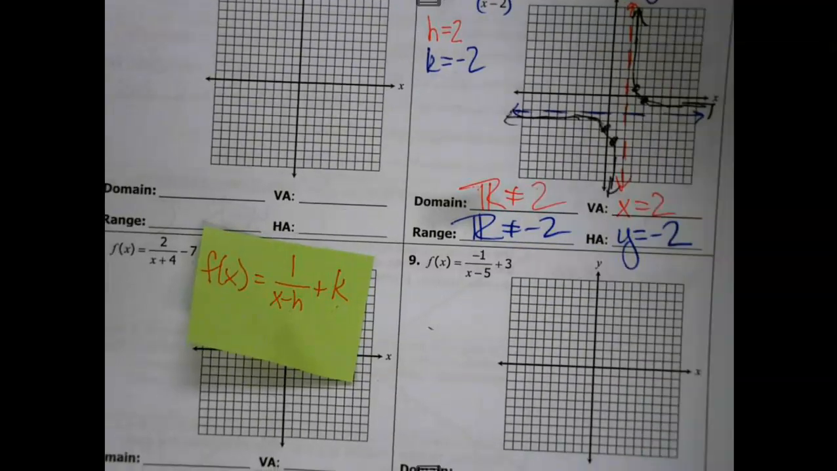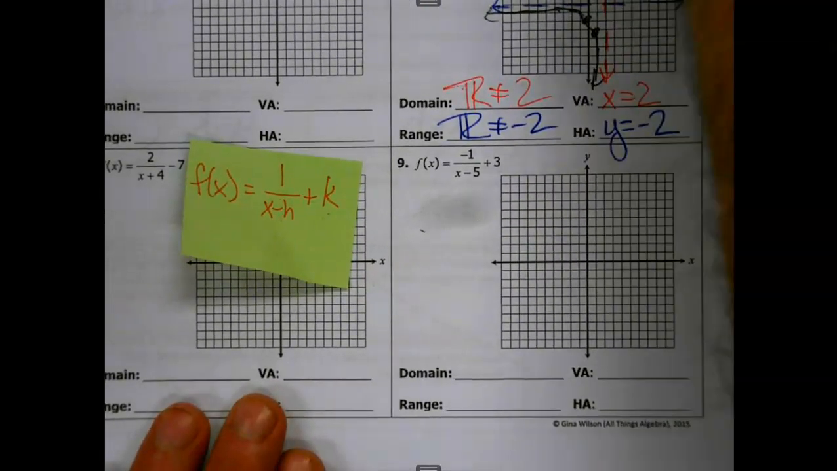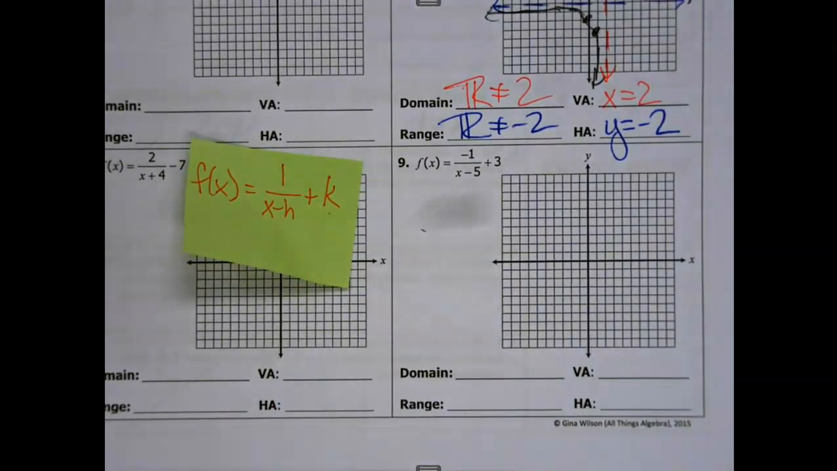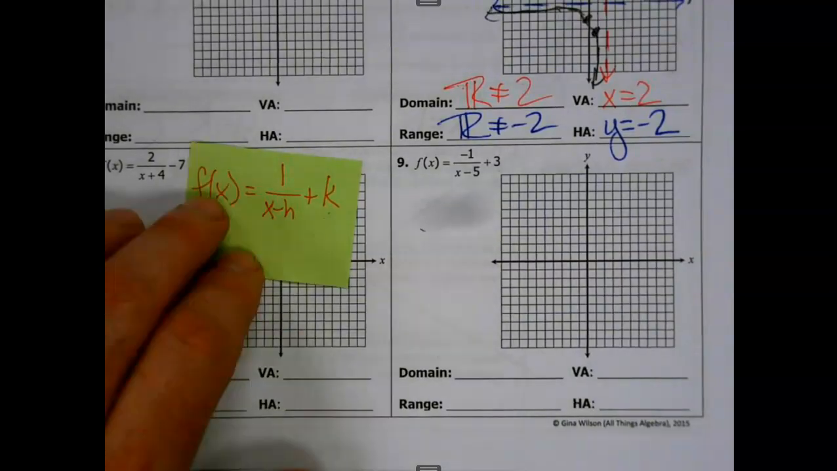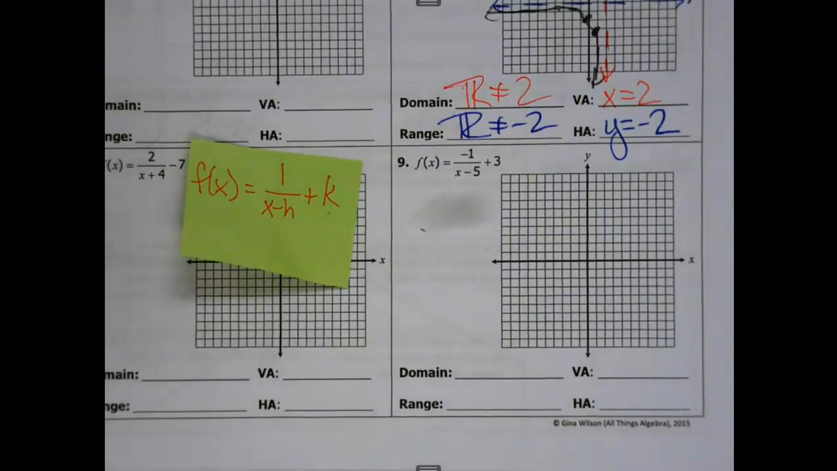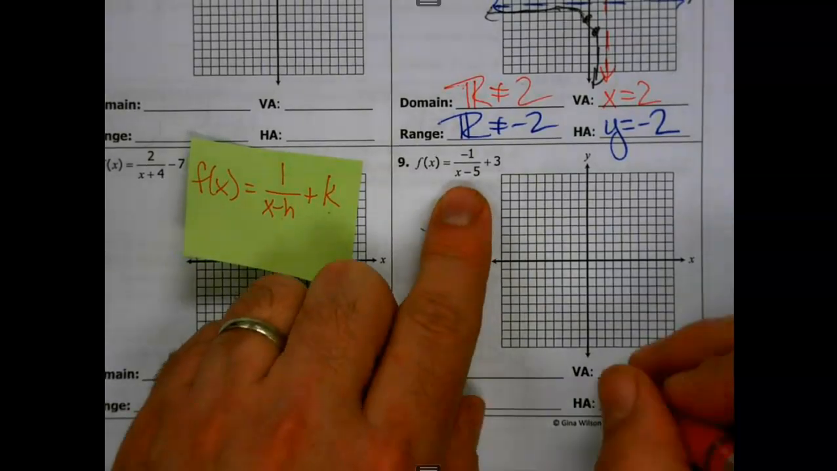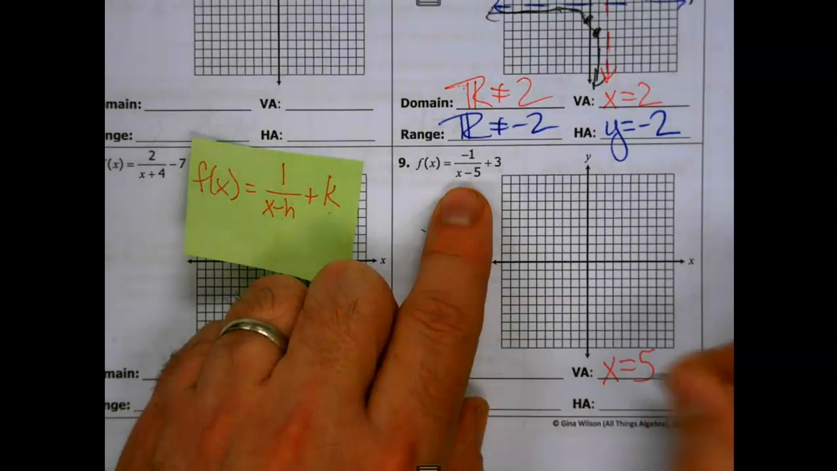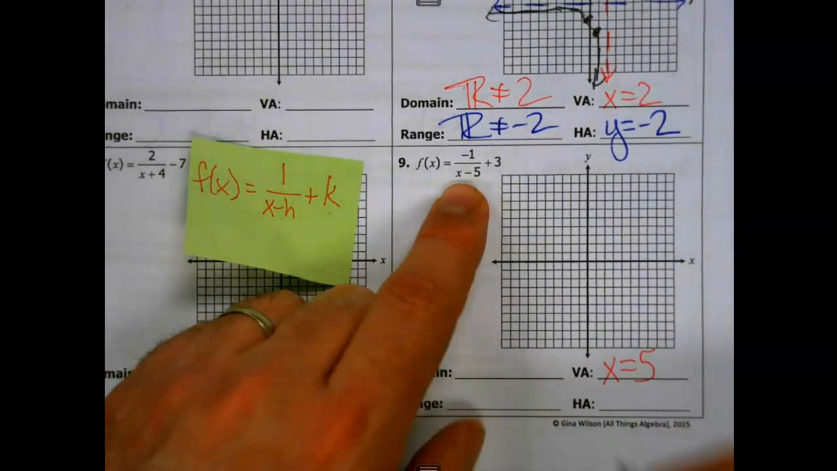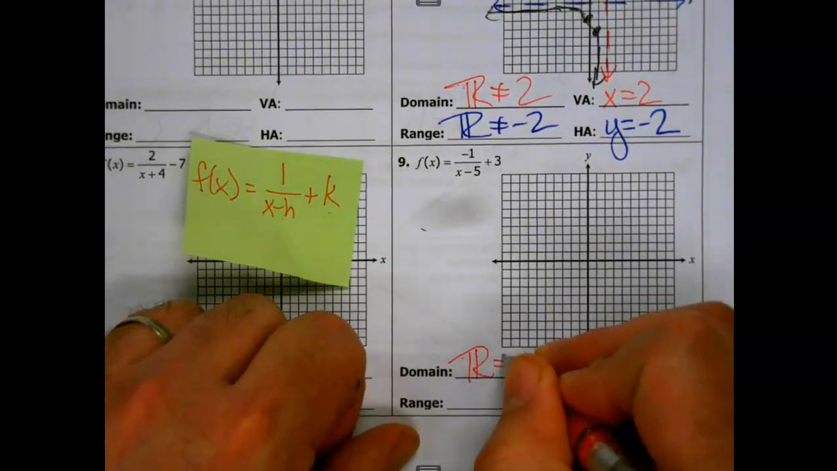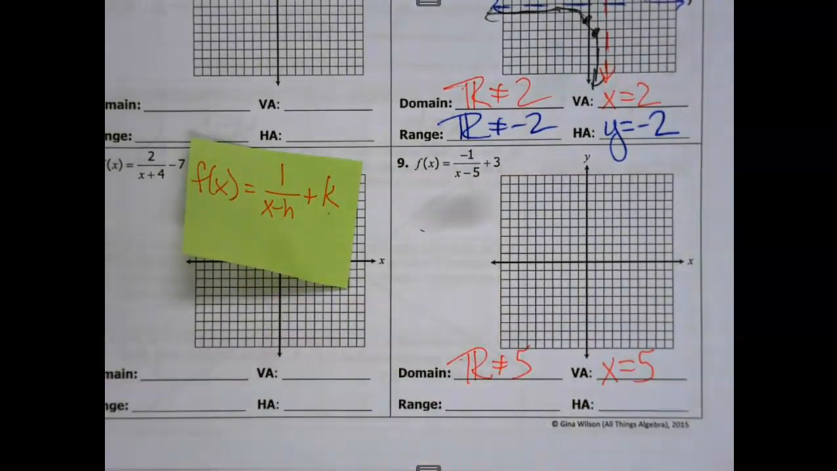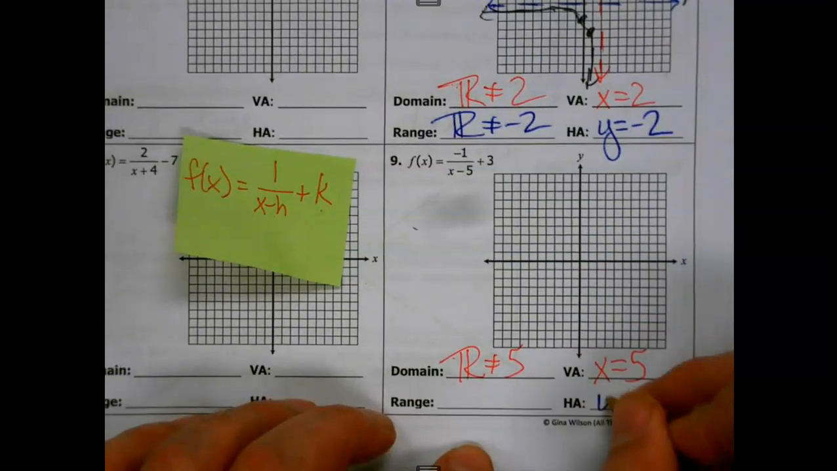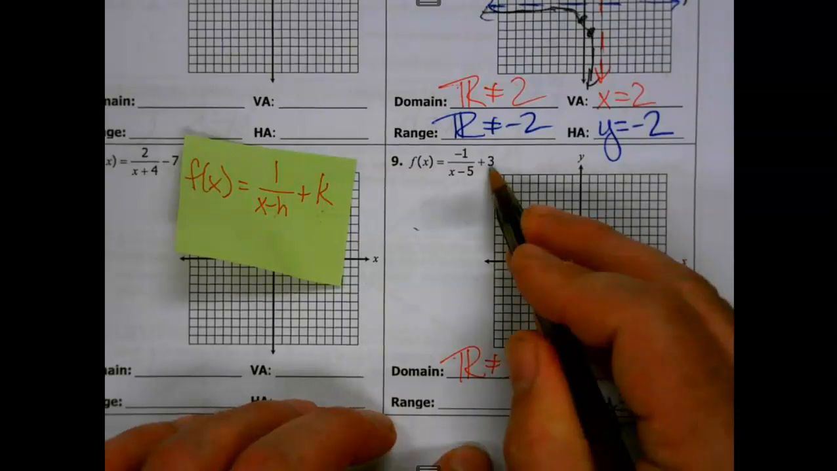It's odd day. Okay. Let's cut to the chase. What's my vertical asymptote going to be on 9? 5. Flip my sign on the one that's with X. All reals not equal to 5. Okay. What about my horizontal? 3. It's always that plus or minus number on the end.